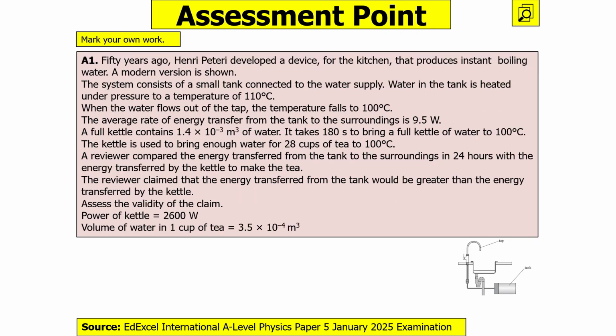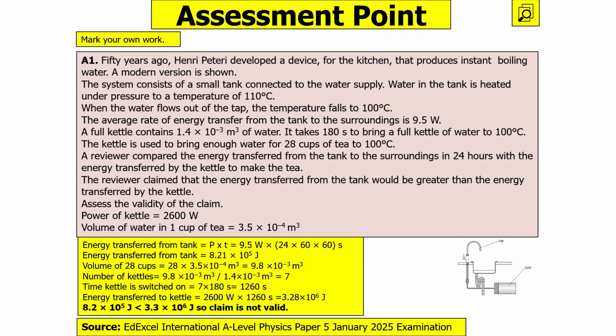Right, in answering this question, we can work out the energy transferred from the tank, which we know is P times T. From the information given, and we're told that's in 24 hours, so we convert our hours into seconds, we get our answer to be 8.21 times 10 to the 5 joules. Now we can also work out the volume needed for 28 cups of tea. So it's 28 times 3.5 times 10 to the minus 4. So it's 9.8 times 10 to the minus 3 meters cubed.